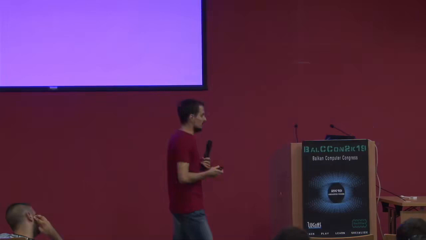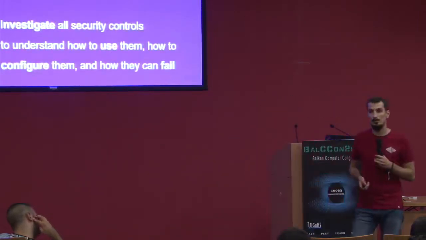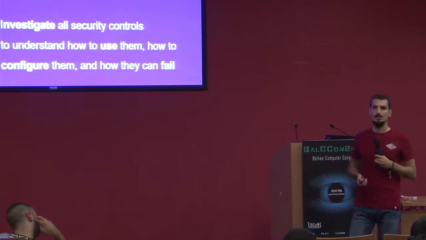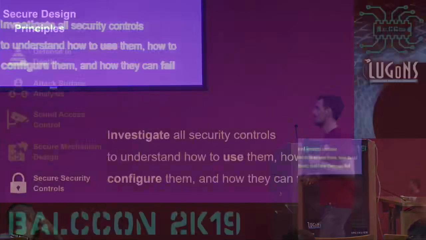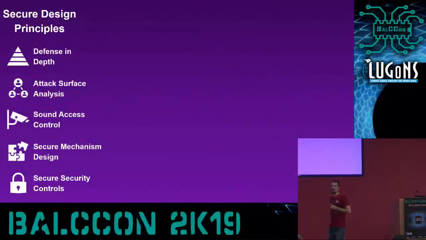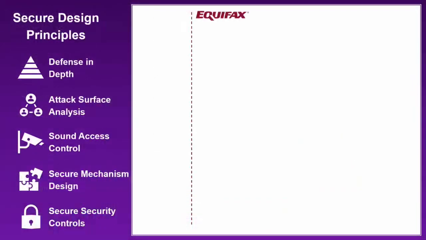So for secure security controls, always investigate. Perform your due diligence. You're introducing this security control, make sure it is introduced correctly. Now, let's wrap these 5 sets of design principles up through Susan's story. Let's examine what happened at Equifax 2 years ago.